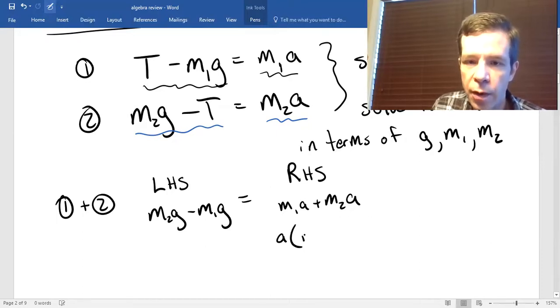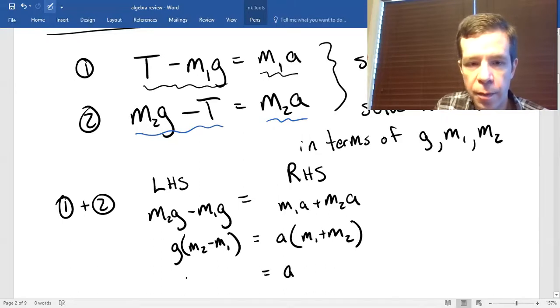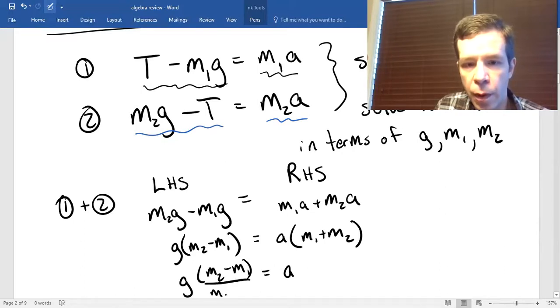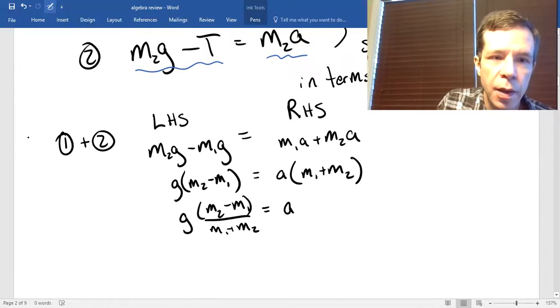And then we're going to factor out the A. We could factor g on the other side if we want to. And then to solve for A, we're going to divide. So we have g times m2 minus m1 over m1 plus m2. So this would be adding to eliminate.